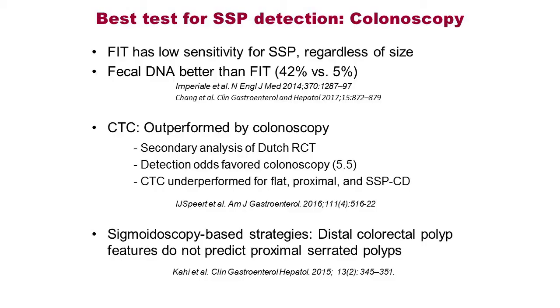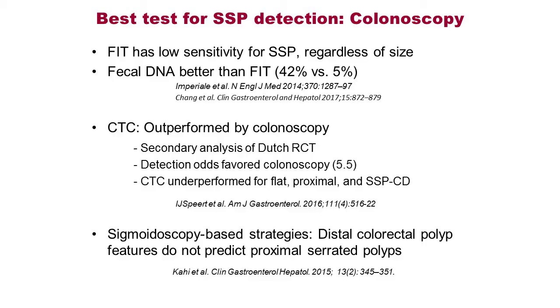And as you might expect, CT colonography is outperformed by colonoscopy by several factors. The reason for that is it's just not well adapted to detect polyps that have the very morphologic features associated with SSPs, so proximal location and flat morphology. And finally, sigmoidoscopy-based strategies don't work very well. Again, we're talking about a polyp with right colonic propensity, and distal colorectal polyp features do not predict the presence of these polyps in the more proximal colon.